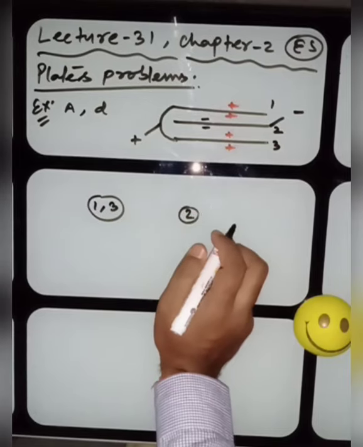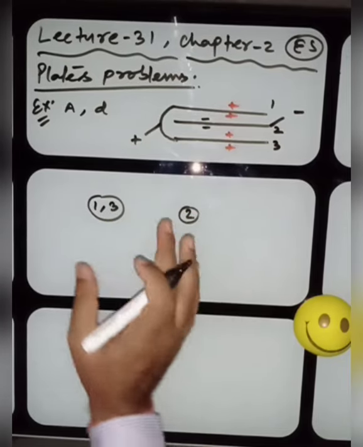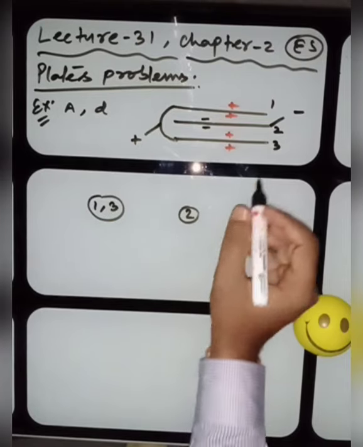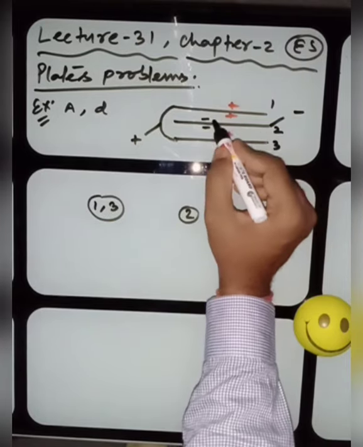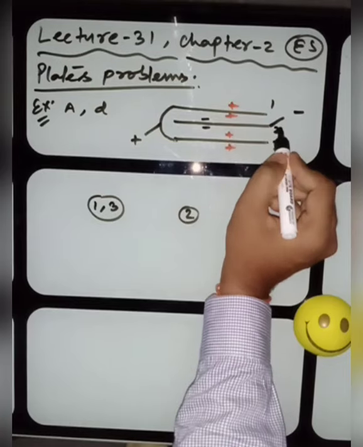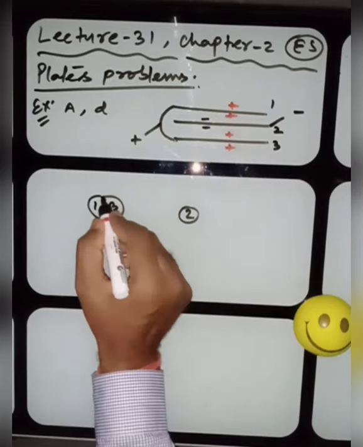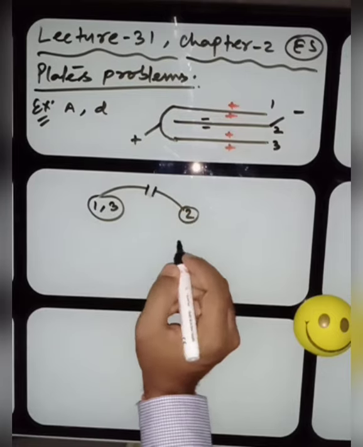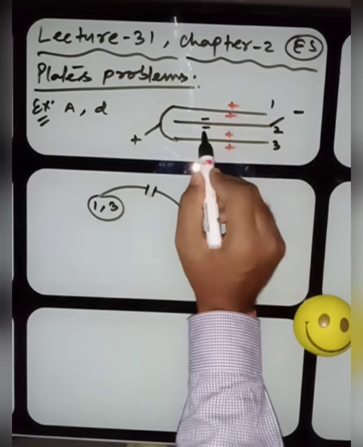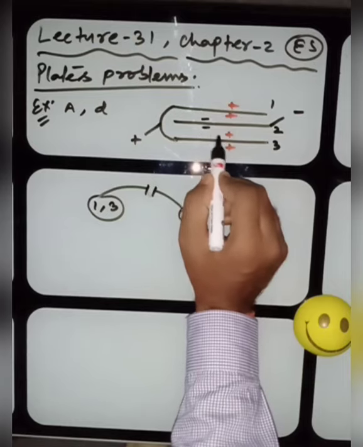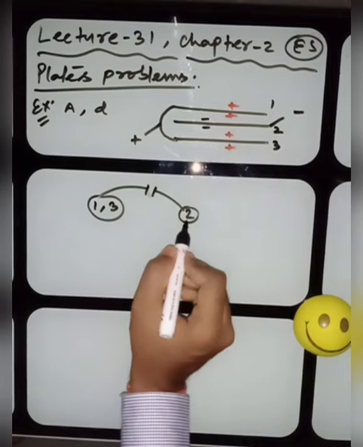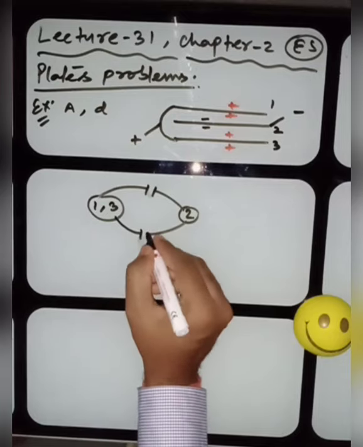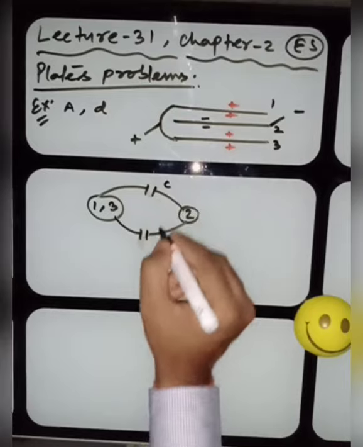Okay, now we will arrange the plates, and this will be the easiest method by which you can solve any plates problem. You can see due to this plus and minus, there's one capacitance between 1 and 2. So here is 1 and this is 2, so one capacitor. I am representing here one capacitor. Now between 2 and 3, you can see there is one capacitor. 2 is here and 3 is here, so one capacitor between these two. Now my dear students, this is C and this is C.